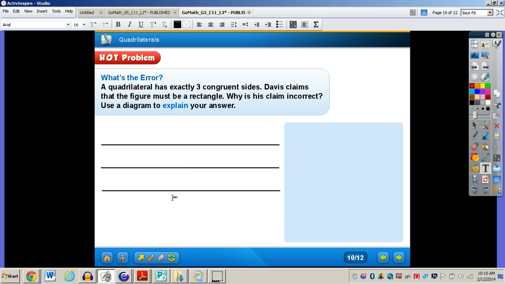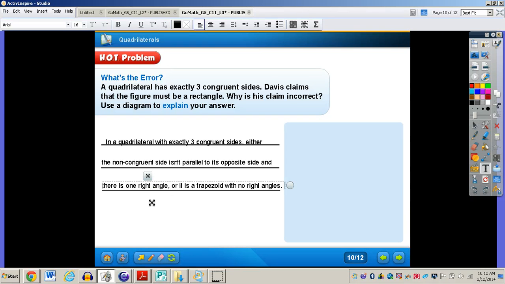So we want to take a look at this hot problem. We need to figure out the error. It says a quadrilateral has exactly 3 congruent sides. Davis claims that the figure must be a rectangle. Why is his claim incorrect? I want you to also draw within your book on page 452 an explanation of your answer, but I will just have the explanation in written form for you on the video. So I want you to not only explain it in your book, but also draw it as well.